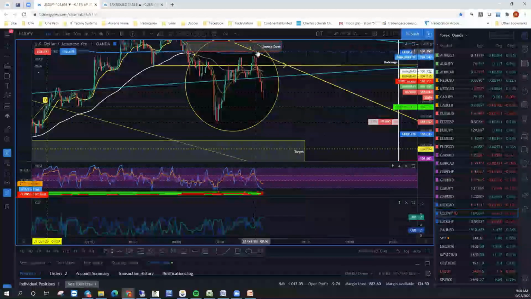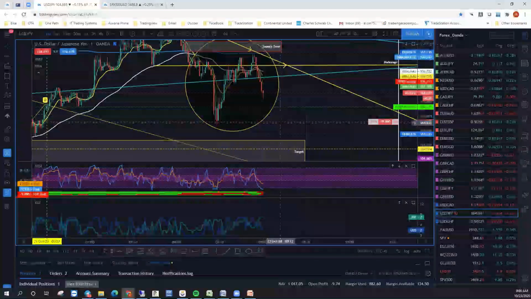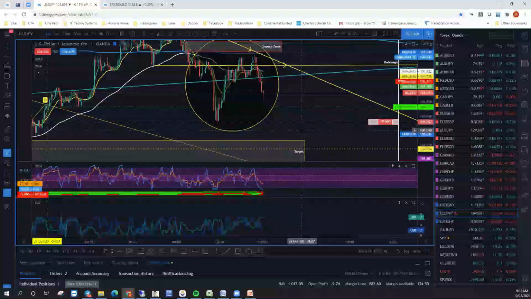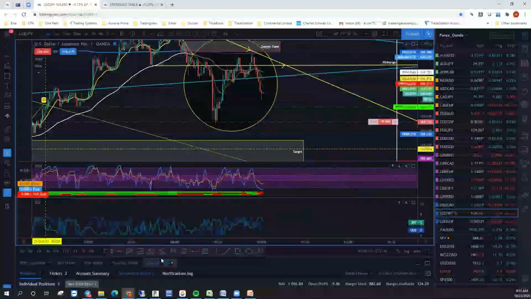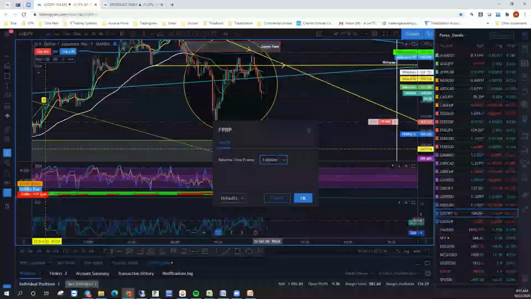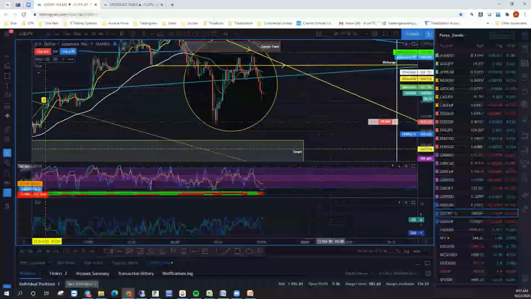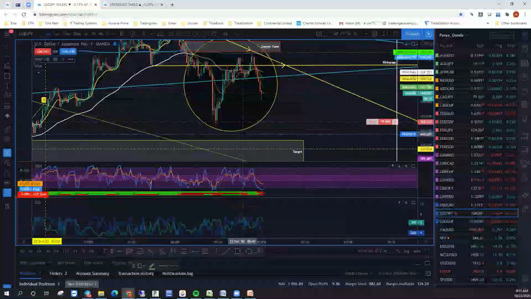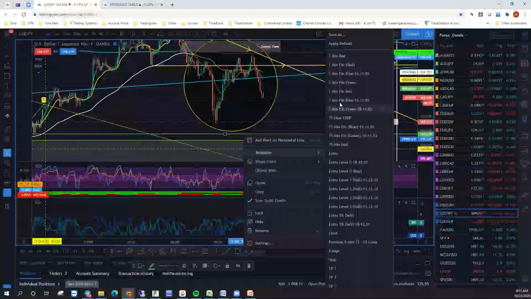So here's where it bounced off the blue zone, and here's the next blue zone down here. So this would be a real potential target. Let's see, what is that? We're on 2 minutes here. Let's make this a 5 minute. So we're going to highlight this a little bit. I don't like that.